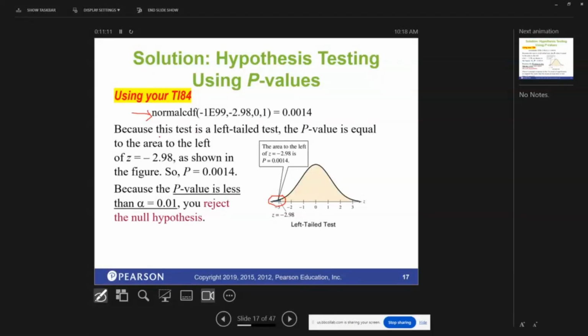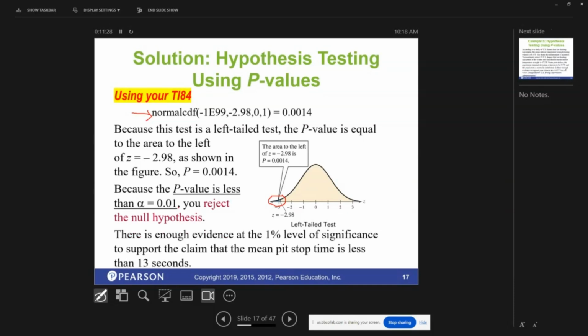Okay, so when I compare that 0.0014 with my 0.01, P is less than alpha. So that means I reject the null hypothesis. All right, so for this particular problem, your statement would be that there is enough evidence at the 1% level of significance to support the claim that the mean pit stop time is less than 13 seconds.